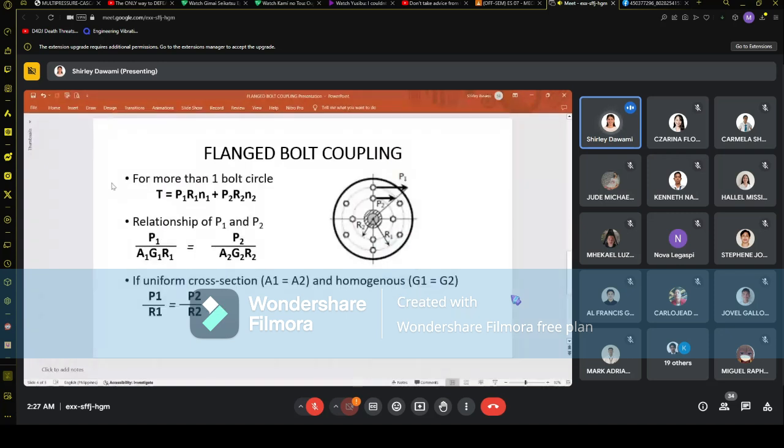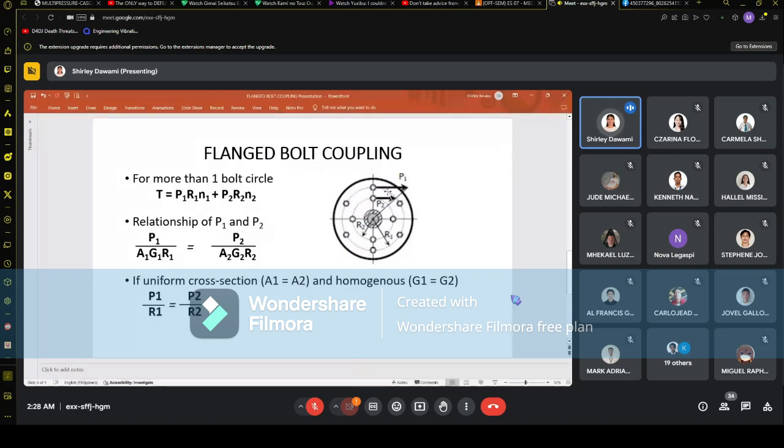Okay. Next, for more than one bolt circle, what if the application is, let's say, under high pressure? The material cannot handle it with just one bolt circle, so another bolt circle is added. The torque that will be applied to the shaft is too large, and one bolt circle is limited in the number of bolts it can hold. So that means we add another bolt circle.